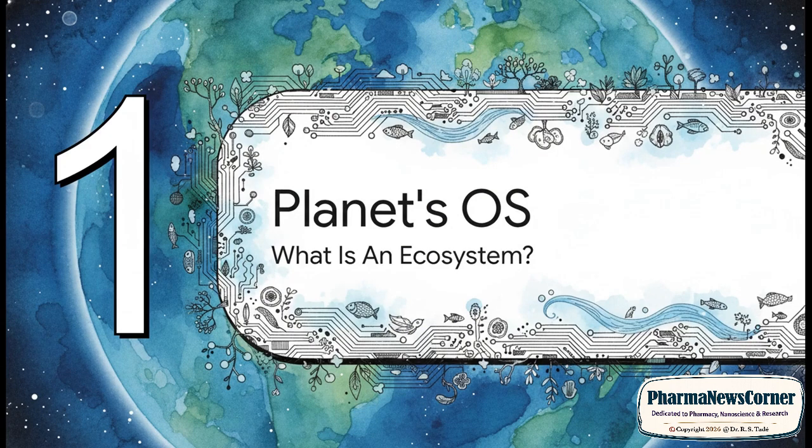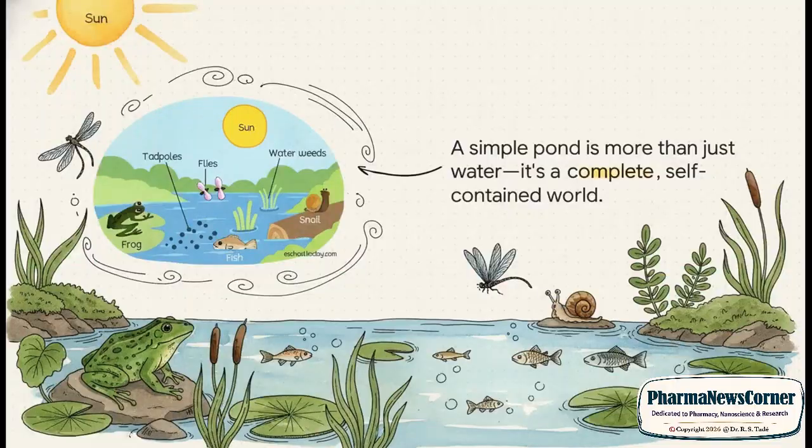All right, so to understand the planet's whole operating system, we've got to start with the most basic piece of the puzzle, the core software, if you will, that runs pretty much everything. And that's called an ecosystem. Now, to make this idea really stick, let's just look at a simple pond. I mean, it might look peaceful and quiet, but it's actually a bustling, totally self-sufficient little world.